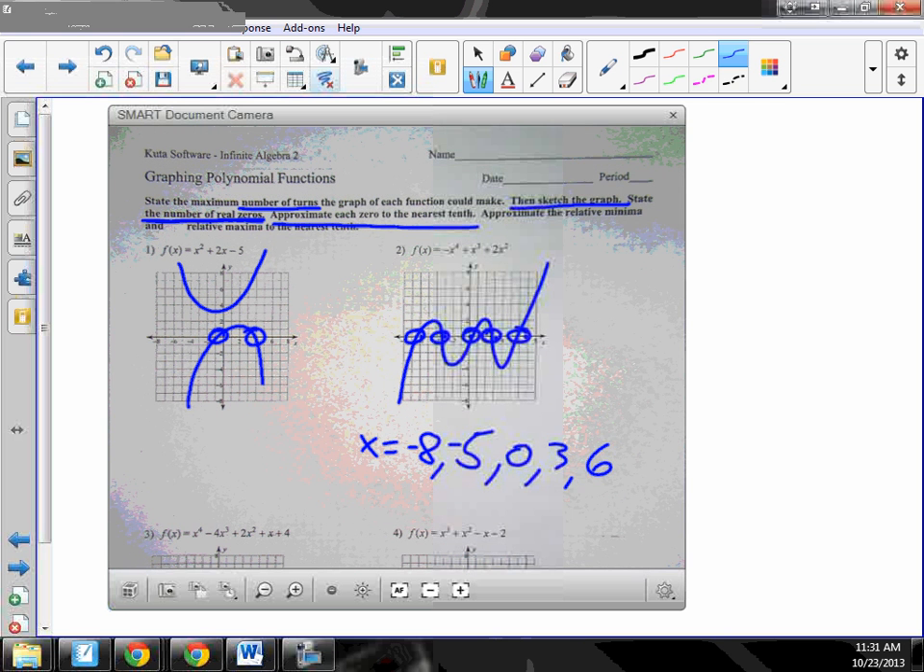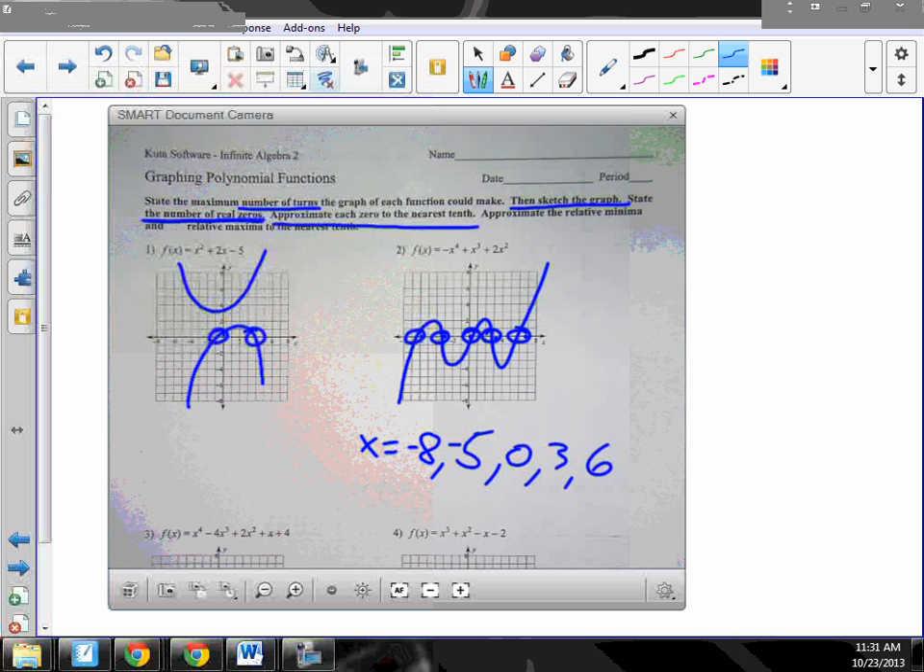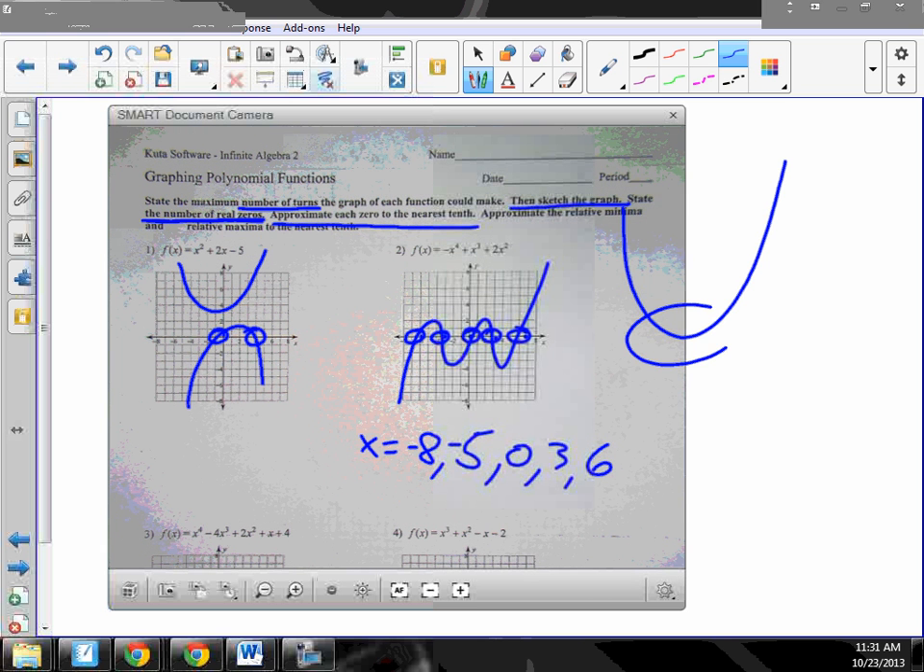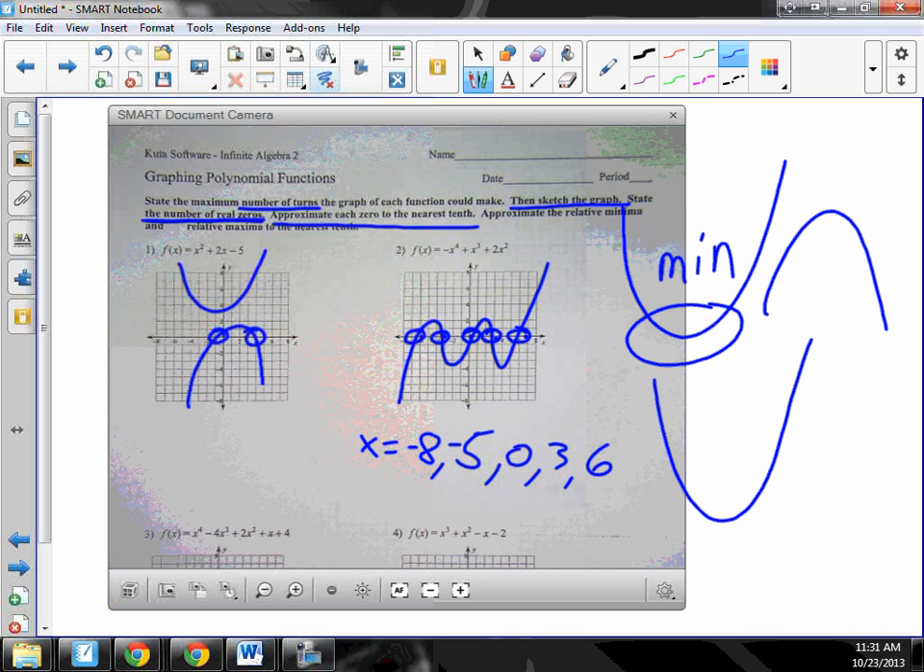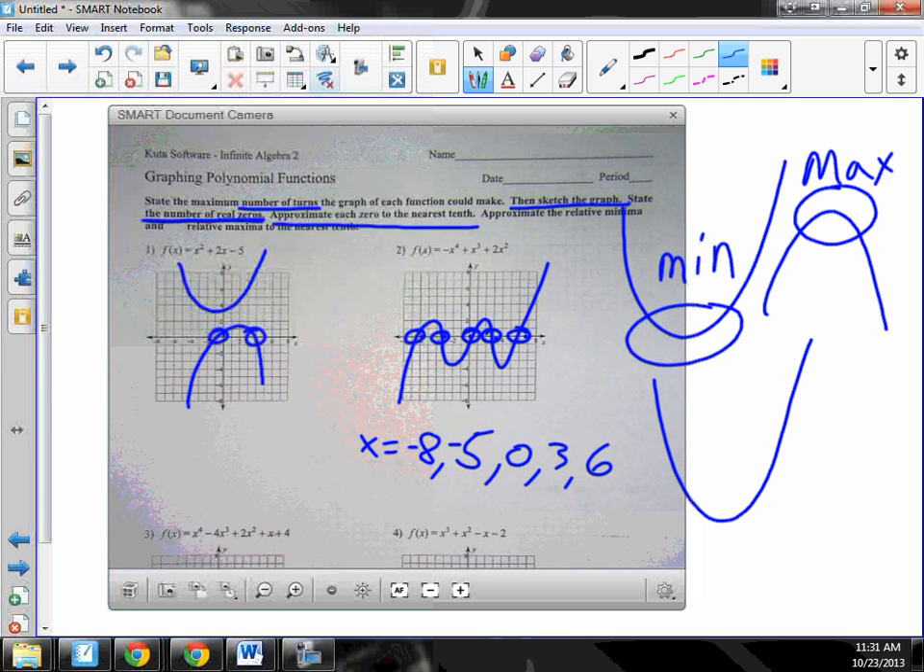And then it also says approximate the relative minima and relative maxima to the nearest tenth. If I had a parabola, this would be called a minimum. If I had a parabola that went the other direction, this would be called a maximum. Well, maximum means the very highest point.